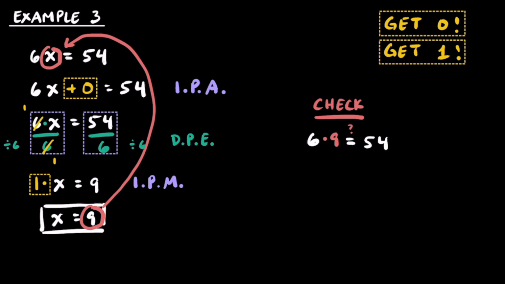Well, if you think about it, 6 times 9 does equal 54, and 54 does equal 54, so then we are good to go. We know this is the solution. x does equal 9.